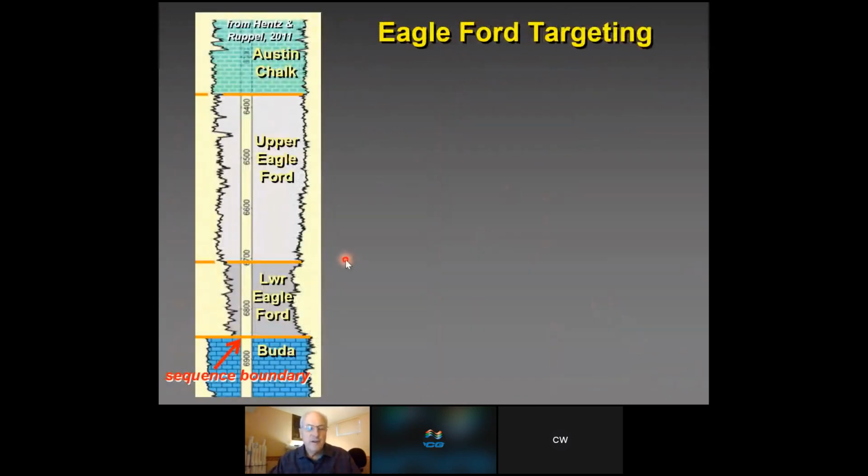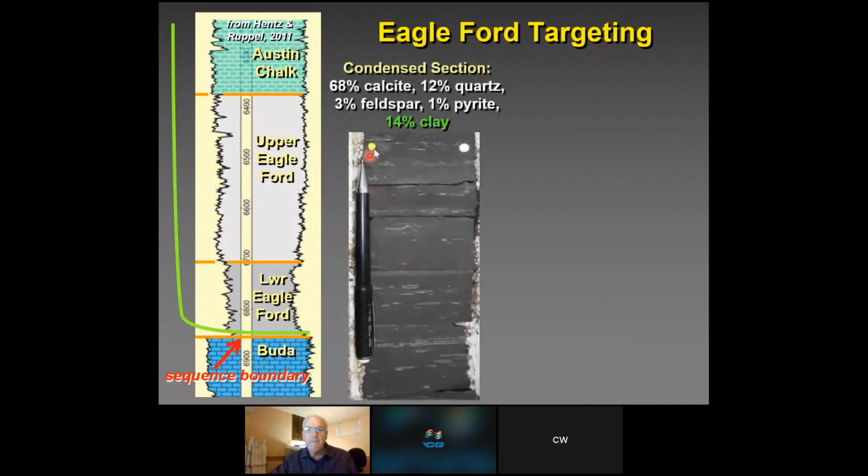Similarly, in the Eagle Ford, now the Eagle Ford is dominated by biogenic material, but there's an overprint of extrabasinal energy, waves and storm waves especially, reworking this material. So when EOG was first drilling the Eagle Ford, like a lot of other companies, they were drilling down deep in the condensed section, sitting right above the Buda sequence boundary. Here's what the rock looked like. This is the condensed section. These are where we took samples, right there. That is an XRD sample.